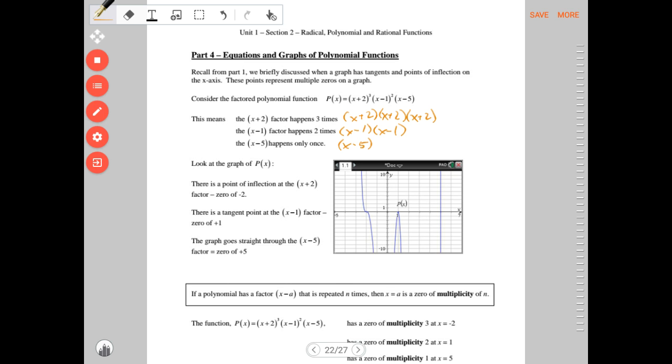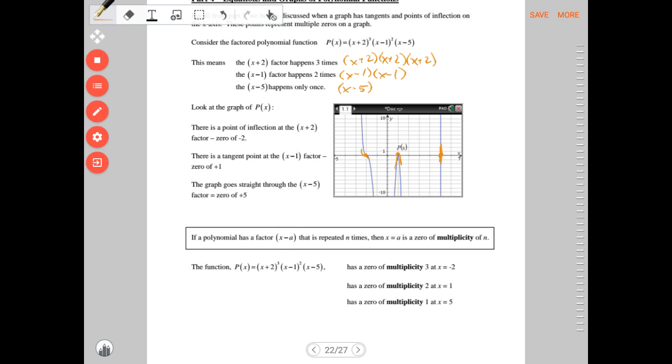Okay, so if we look at the graph of p of x, look at what this looks like. There's a point of inflection, that weird kind of squiggly thing, at -2. We get a tangent point at +1, and then a straight through at +5. Okay, so that's the idea.